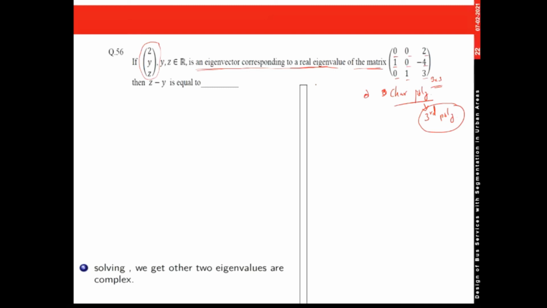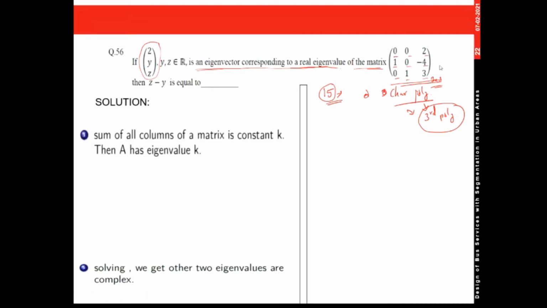If you take 15 minutes for a question in an examination, that means you cannot do more than 4 questions. So every question you should do within 3 minutes. In the conventional way, if we solve this problem, it will be time consuming. So what I will do is, I will give you a result.